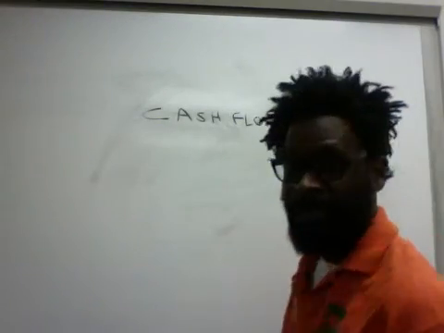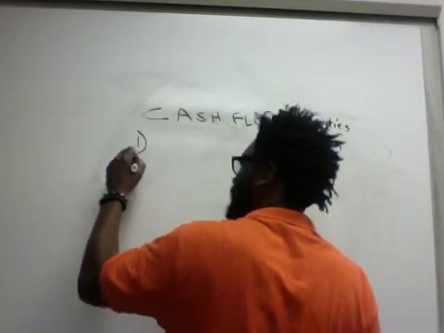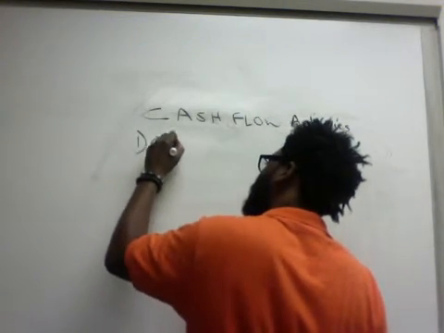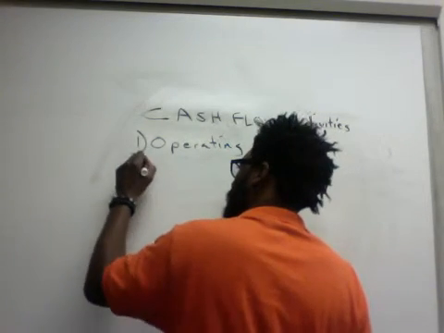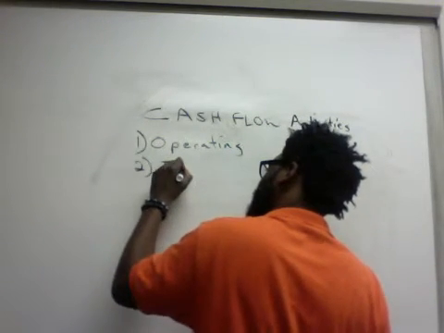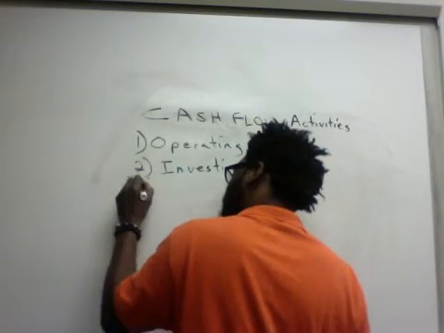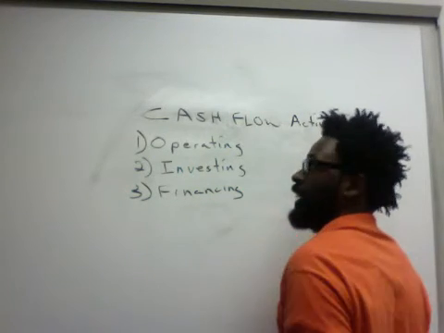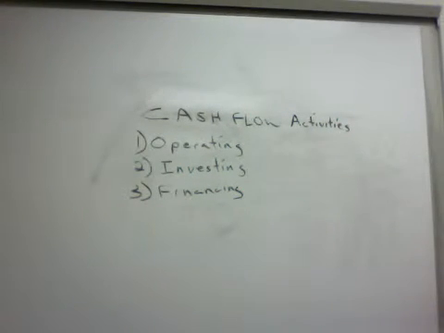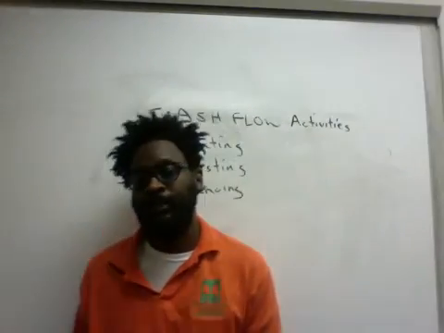They need to be handled accordingly. We have, and it's in this particular order, operating activities. We have investing activities, and we have financing activities. So we have operating activities, we have investing activities, and we have financing activities.